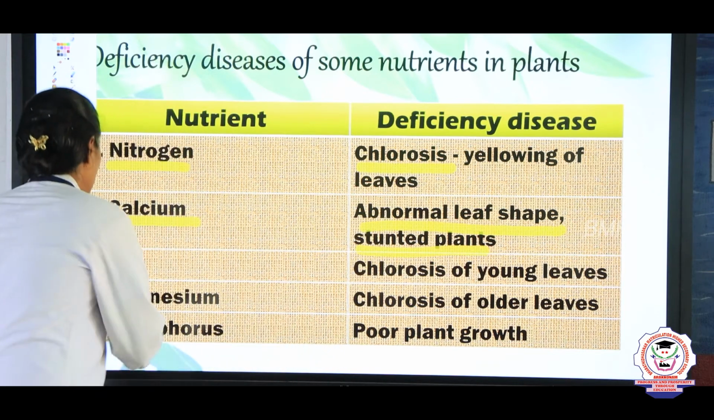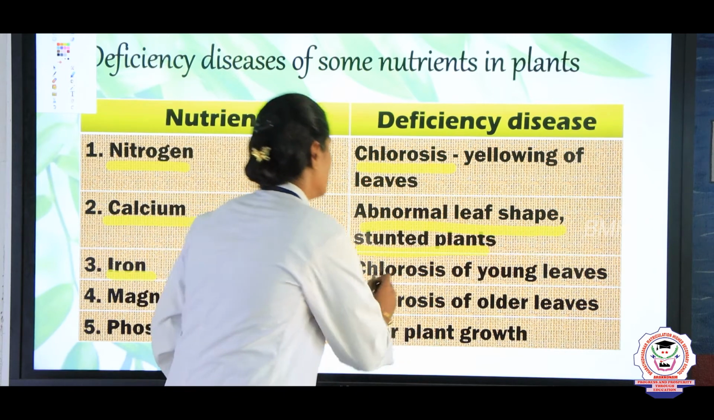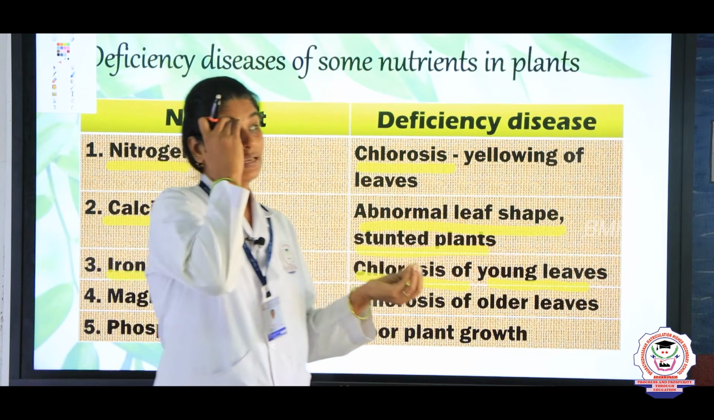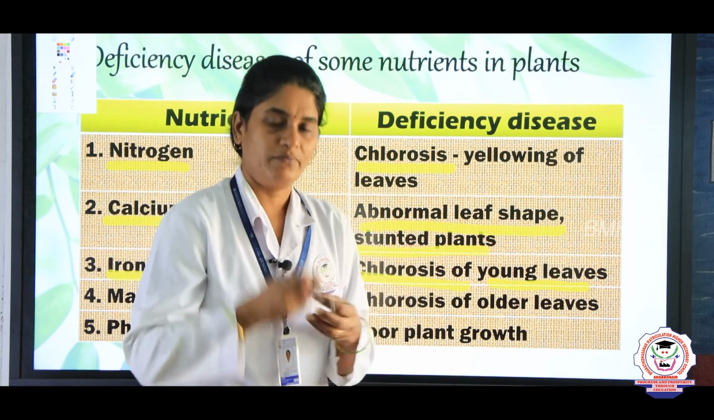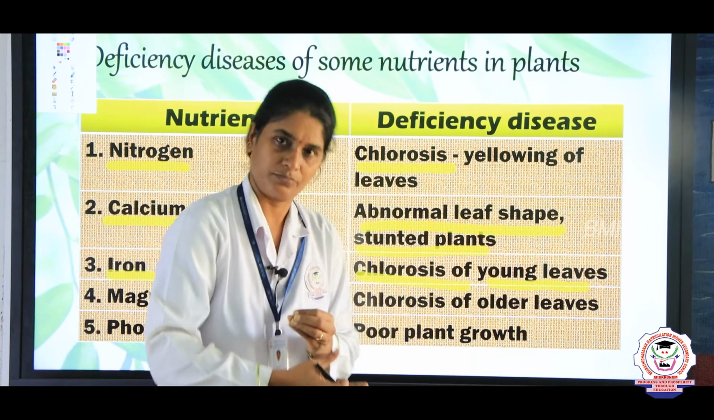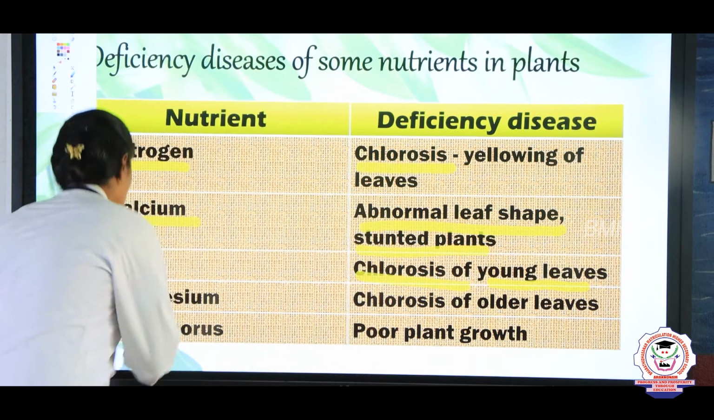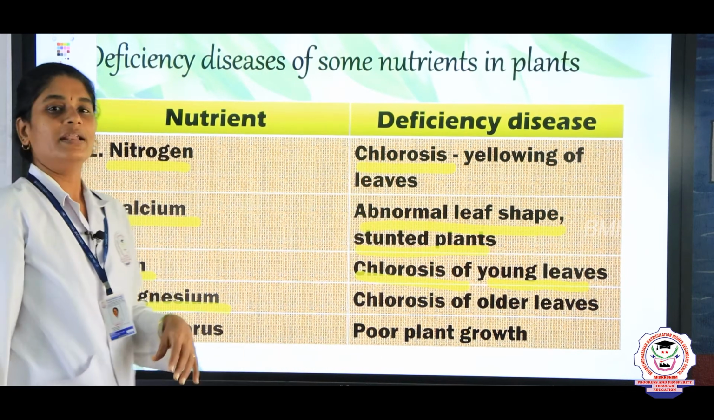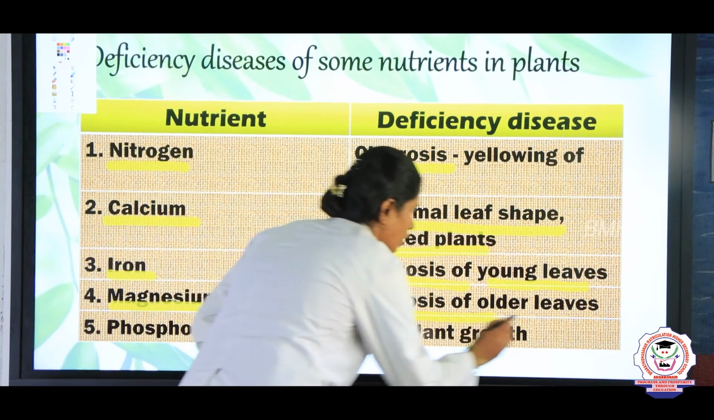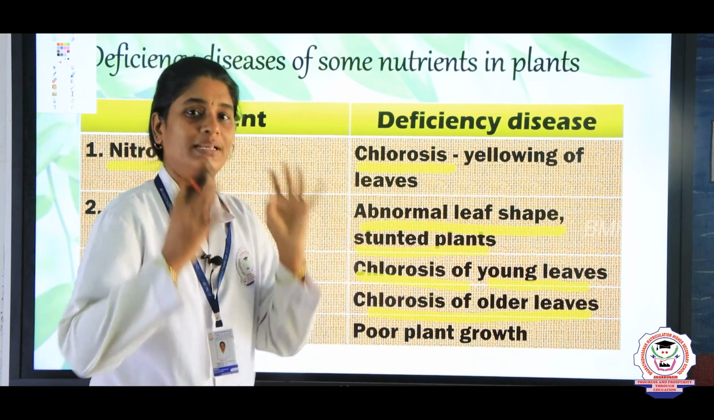Okay. The next one, iron. If the plant does not get the iron nutrient, there will be chlorosis of young leaves. When the younger leaves grow, they will grow in a yellowish color. Okay. So, that is when a plant does not get iron. The next one, magnesium. When a plant does not get magnesium, it will lead to chlorosis of older leaves. So, older leaves will become yellowish in color when the plant does not get magnesium.